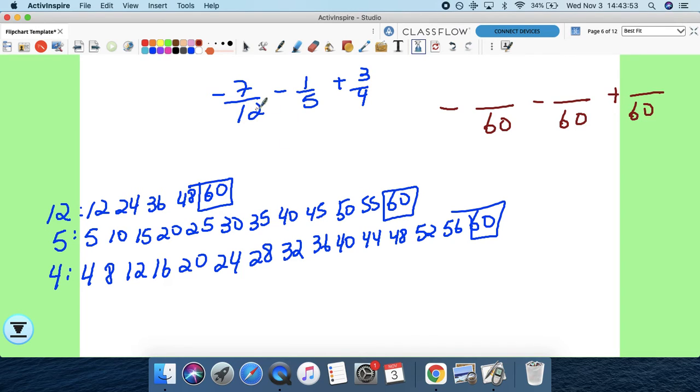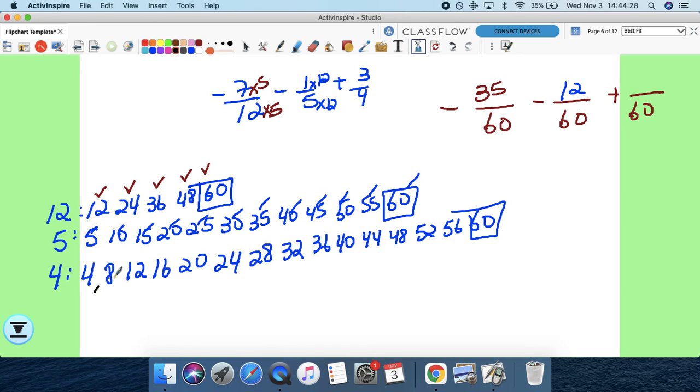12 times what is 60? Times 1, times 2, times 3, times 4, times 5. So it's times 5. So we multiply the top times 5. 7 times 5, 35. Now 5 times what is 60? Times 1, 2, 3, up to times 12. So it's times 12. 5 times 12 is 60. So on top is times 12. 1 times 12, 12.